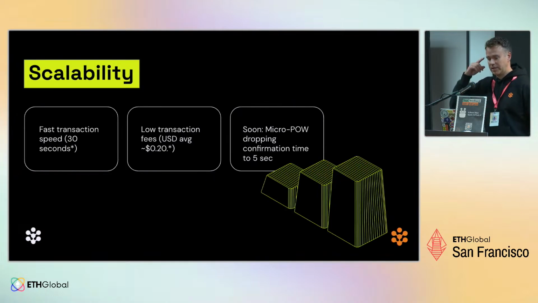And then scalability. Bitcoin doesn't have the smart contract capabilities, and that's what we bring, but we also bring faster confirmation times. So right now we're around 30 seconds. In the future, in the next year or so, we have a proposal to drop this to around 5 seconds. And then our transaction fees are around 20 cents present day. So lower transaction fee costs in the Bitcoin network, faster confirmation times as well.